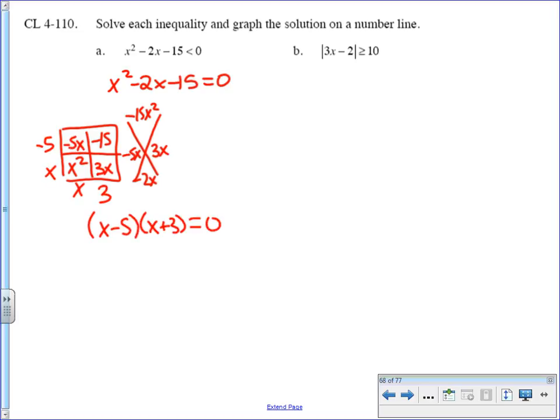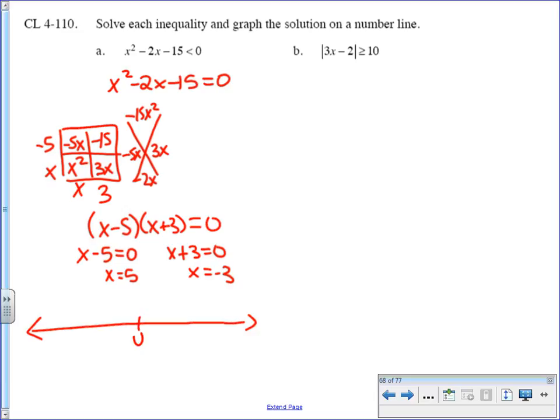If this was actually equal to 0, I would do the zero product property. So I'm going to do that to find the boundary points, which gives me x equals 5 and x equals negative 3. So I'm going to use a number line to actually determine where my solutions fall. I always like to put 0 on there to get my bearing. 5, and the next point I want to go to is negative 3, because that's the other boundary point.